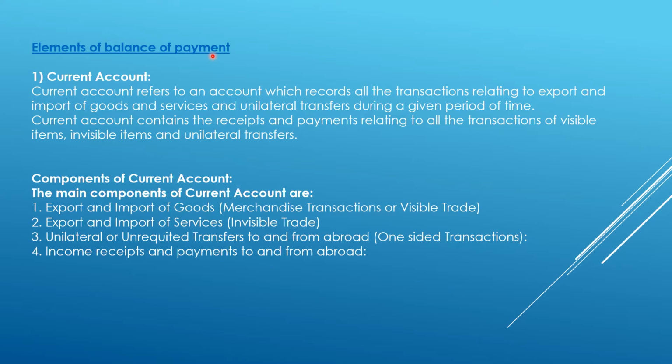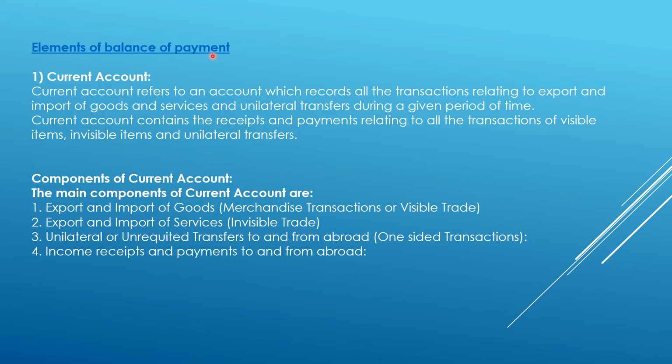Invisible transactions are those transactions which happen between the residents and the rest of the world from exporting and importing of services. So this is called invisible trade. Here we can't see the service, so that is why we call it invisible trade. The next one is unilateral in nature. Unilateral transactions are one-sided transactions. Either money will come into our country or money will go out of our country. So these are called one-sided transactions.